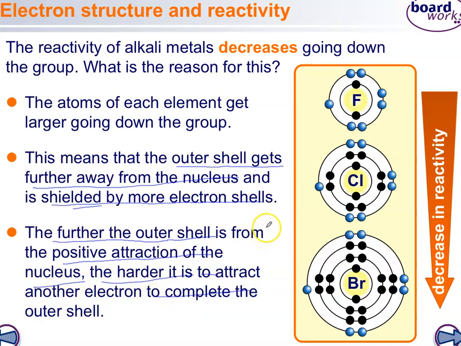Now, what are we saying here? If you look at these three elements, we have fluorine, chlorine, and bromine. Fluorine has only two shells. It has this outer electron.